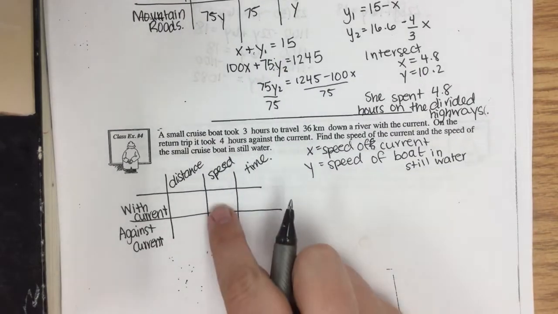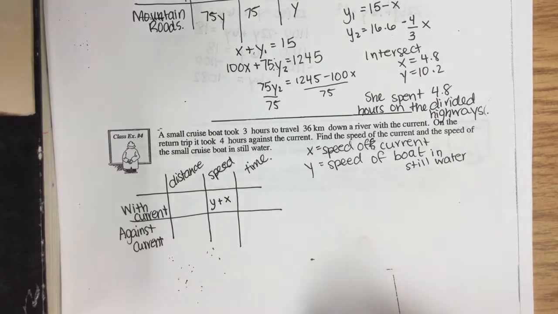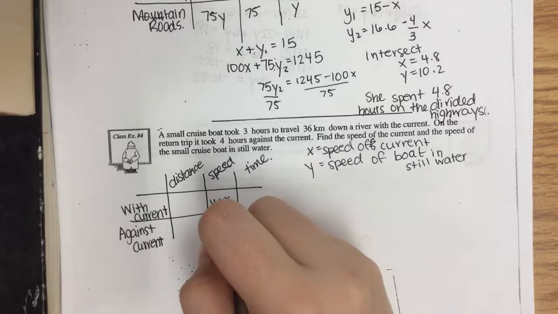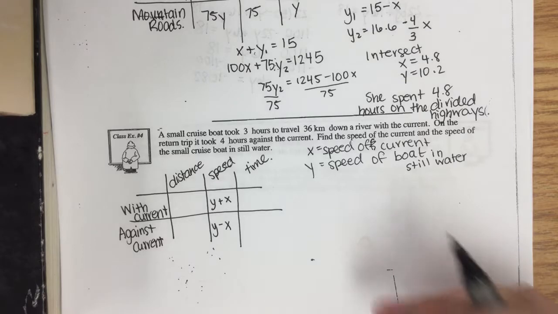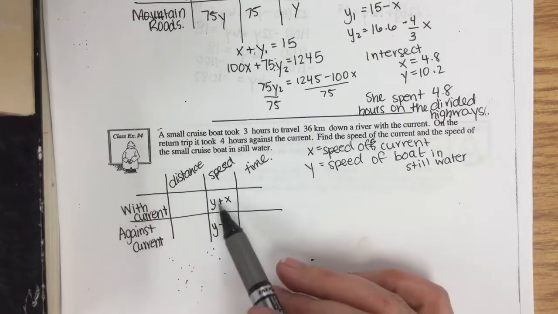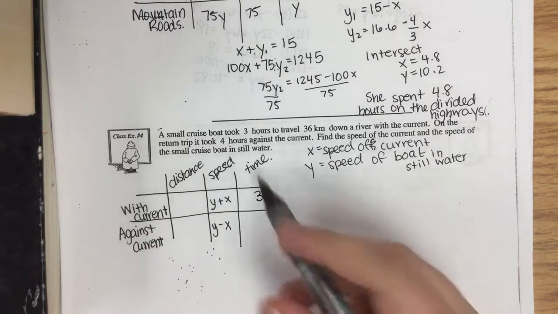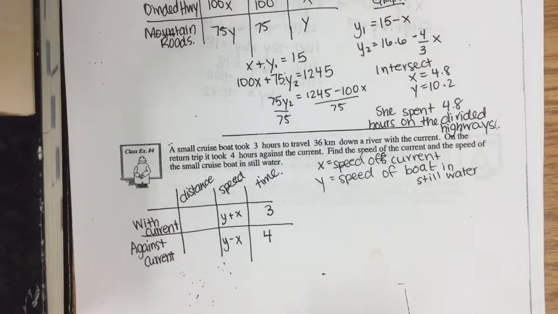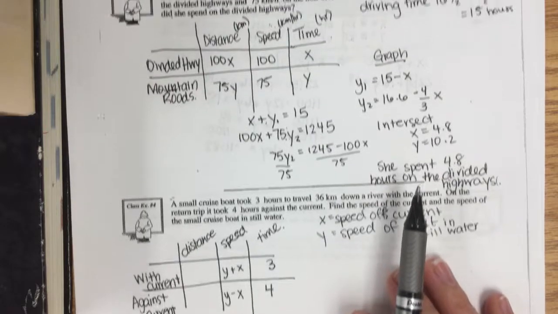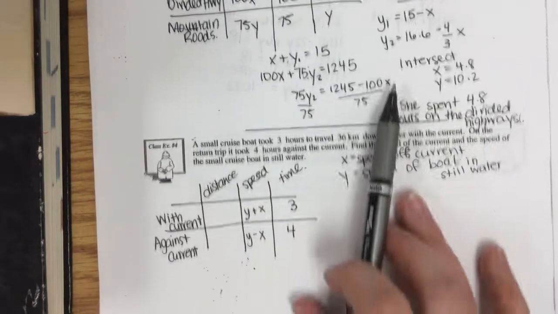When we go with the current, we have the speed of the boat, but the current helps you. You get a faster speed, so y plus x. And when you're against the current, it slows you down. You would have the speed of your boat, and you take away the current. When you were with the current, the small cruise boat took 3 hours, and against the current, it took 4 hours. Okay, and so I'm going back up to that triangle to try and fill in the third part of this. It says distance equals speed times time.